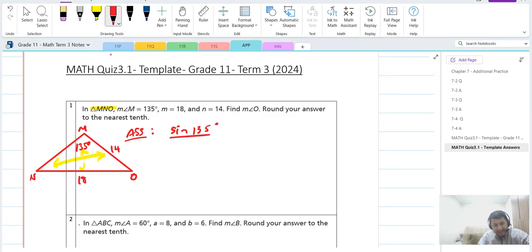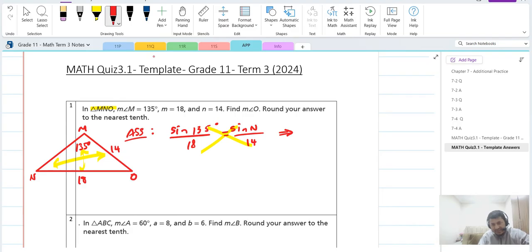Sine M over 18 is equal to sine N over 14. If we cross multiply and solve, then sine N is equal to 14 sine 135 divided by 18. What I mean by cross multiplication is this: you can cross multiply and then solve for sine N. So if you cross multiply, what will you get?